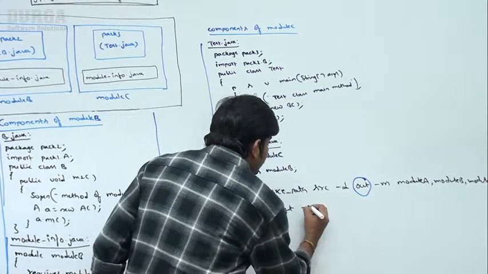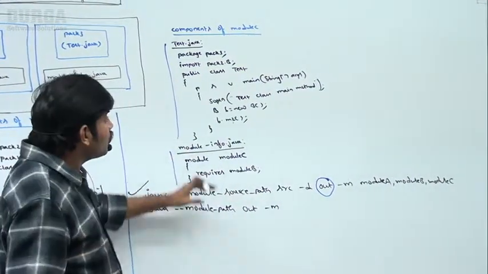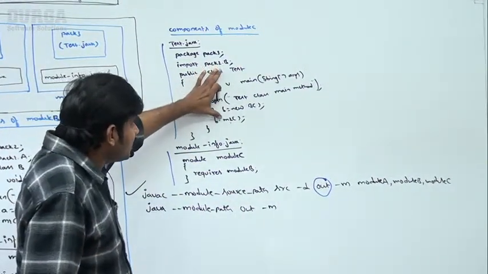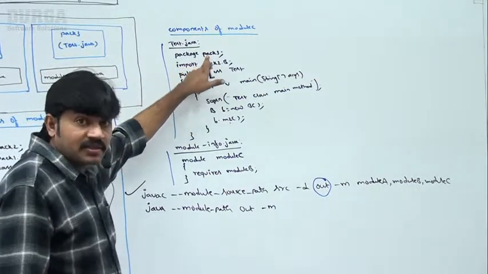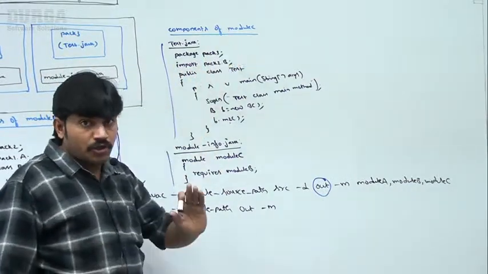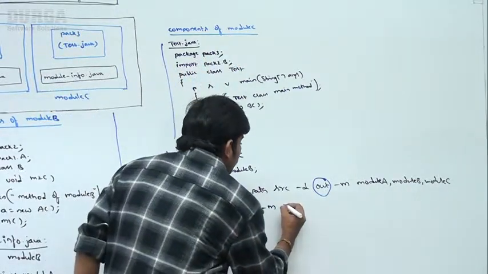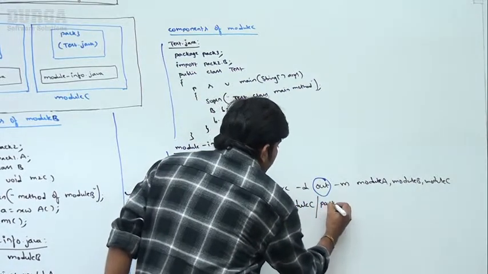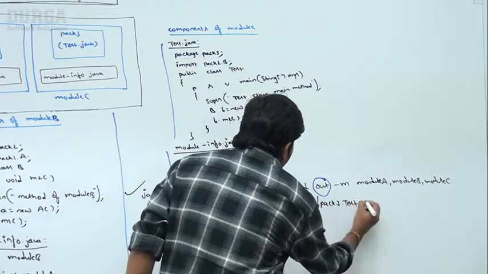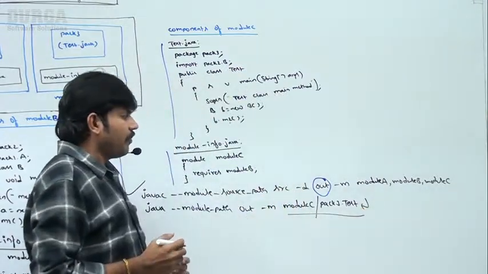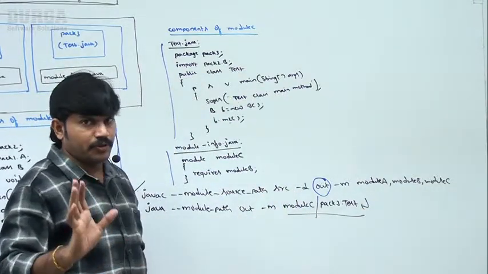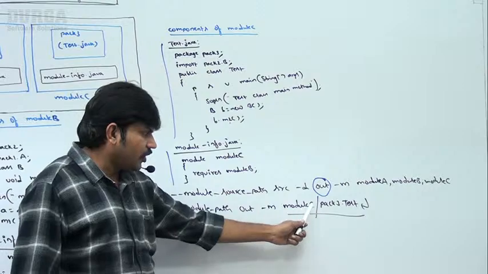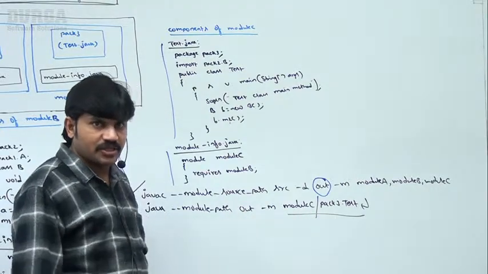Next, -m. I have to run Test, but this Test class is available inside pack3. Pack3 is available inside module C. That's why here: moduleC/pack3.Test. Like this, right? Sir, in module C, pack3.Test, I have to execute.